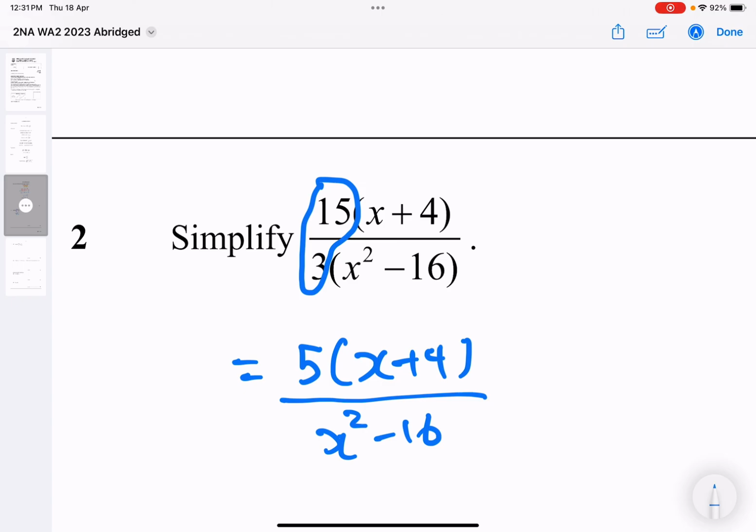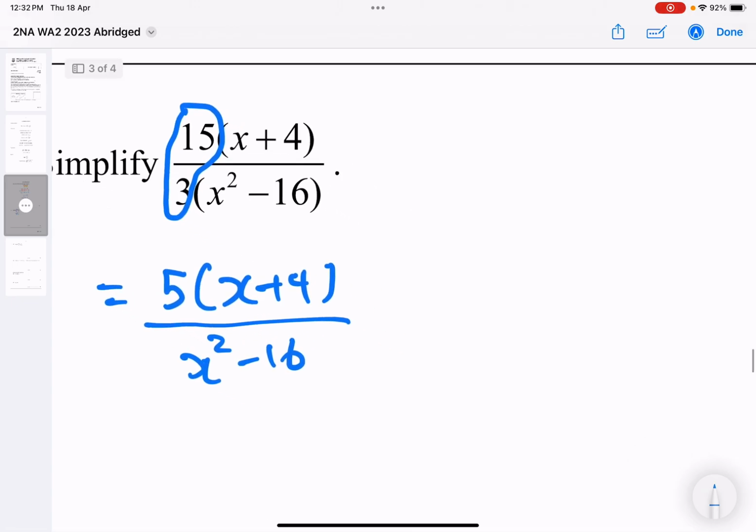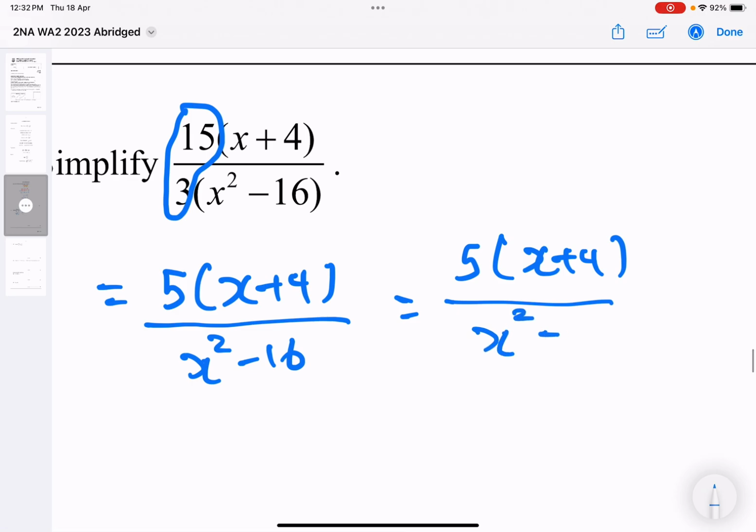You don't need to factorize x plus 4 because there is nothing common between x and 4. So we leave it as it is. But this one, x squared minus 16. 16 is a perfect square. You can write 16 as 4 to the power of 2. Do you realize that? I told you guys you have to memorize the perfect squares. What are perfect squares? 4, 9, 16, 25, 36. So this can be written as 5 times x plus 4, over x squared minus 4 squared.